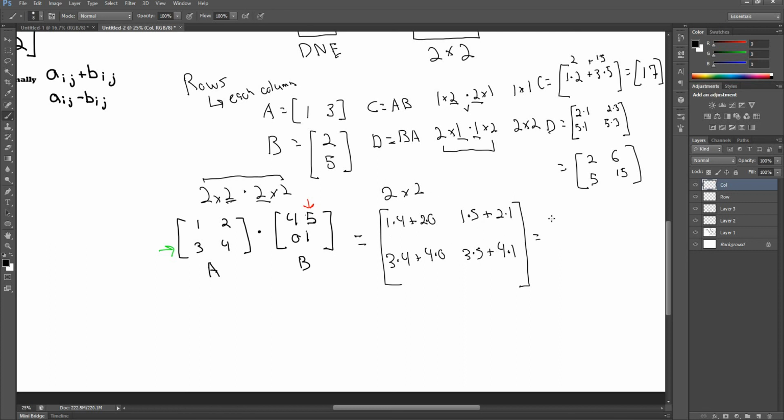All that's left to do is solve. So I have 1 times 4 is 4, plus 2 times 0 is 0. 1 times 5 is 5, plus 2 times 1 is 2. 3 times 4 is 12, plus 0, and then 15 plus 4. So I will have 4, 7, 12, 19.